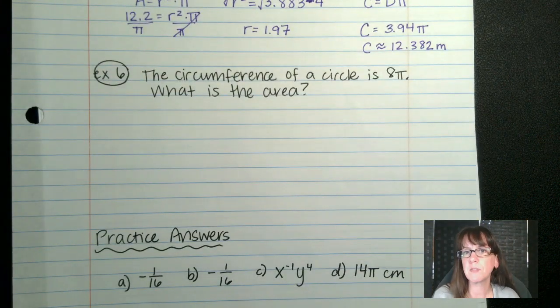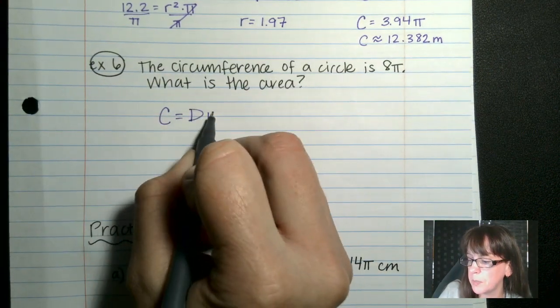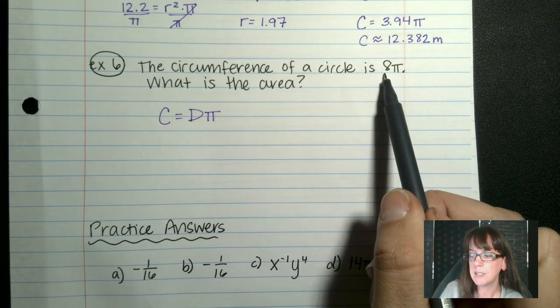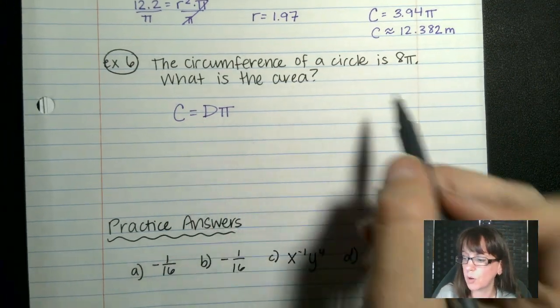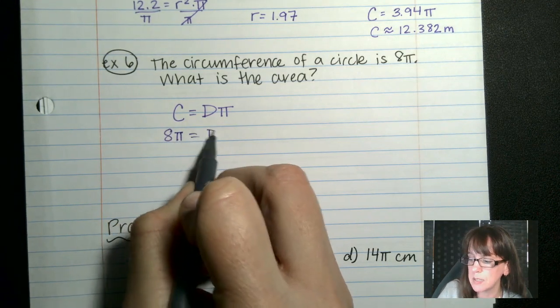All right, the circumference of a circle is 8 pi. What is the area? So cherry is delicious pie. And we know our circumference is 8 pi, I'm sorry. So we're going to substitute that in for C. 8 pi equals d pi.